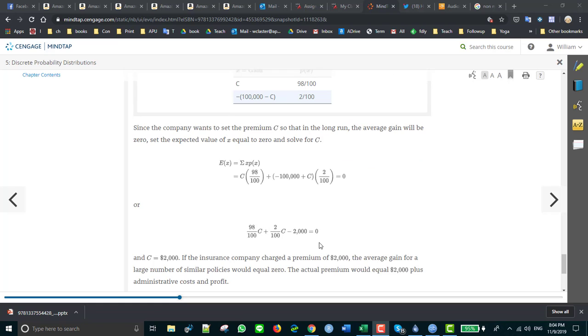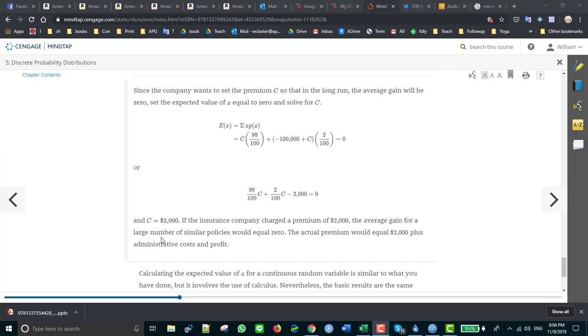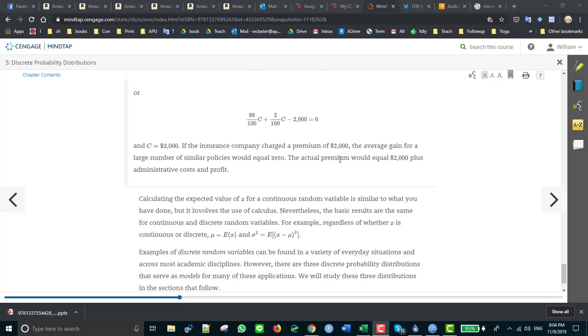If you solve this, it ends up that C is 2,000. So if the insurance company charged a premium of 2,000, then the average gain for a large number of similar policies would equal 0. The actual premium would equal 2,000 plus administrative costs and profit. So they'd charge more than this, actually. They'd want to think about what their administrative costs are and what profit they want to have, so they would charge more by that amount. You can look up this concept of expected value on the internet, and you'll probably find some nice videos on it.